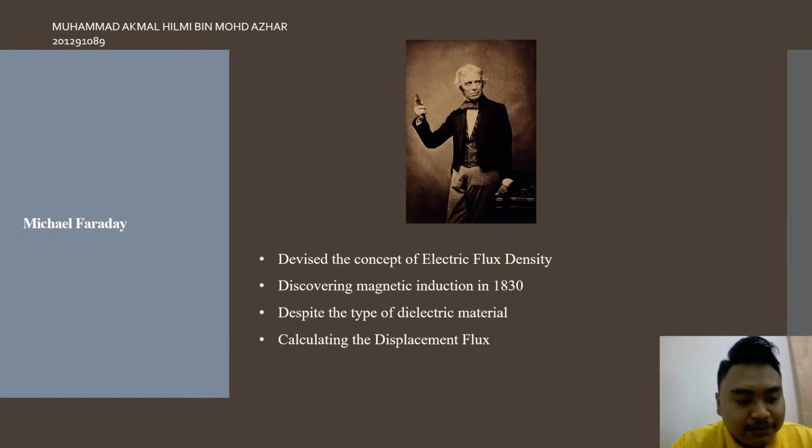So the next person is Michael Faraday. Michael Faraday found the displacement of charge between two spheres in the experiment he conducted, regardless of the type of electrical material used to separate the spheres, and he named the process of charge displacement as displacement flux. He also discovered magnetic induction in 1830.